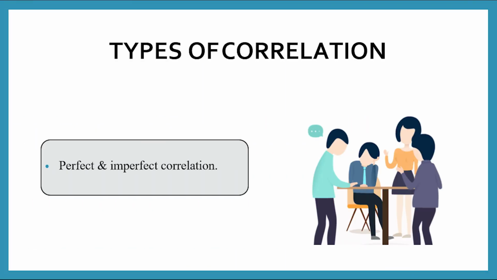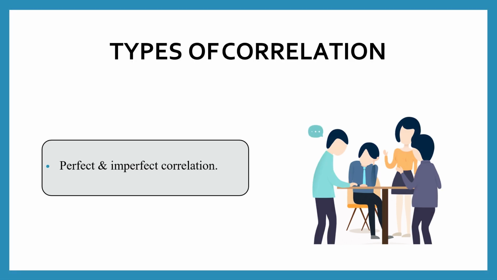Perfect and imperfect correlation. When the values of both the variables under study change at a constant ratio irrespective of the direction, it is a case of perfect correlation. On the other hand, when the values of the variables under study change at different ratios, it is a case of imperfect correlation. When correlations are measured mathematically, the value of perfect correlation will be either +1 or -1, and the value of imperfect correlation will be between +1 and -1.